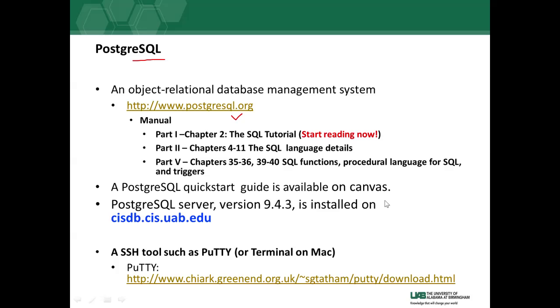In this class, all students are required to use the PostgreSQL installed on cisdb.cis.uab.edu. This is the server address for the database. You will have to use this server name, server string, in the connection string you use to connect to the PostgreSQL database.